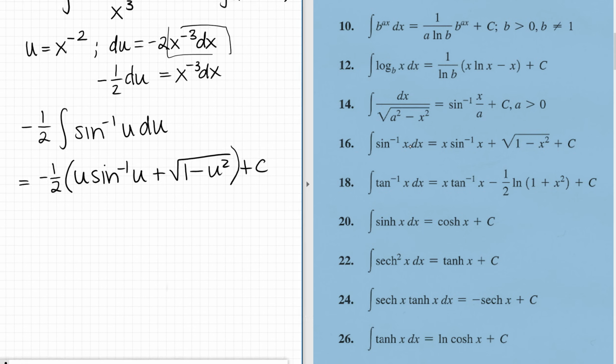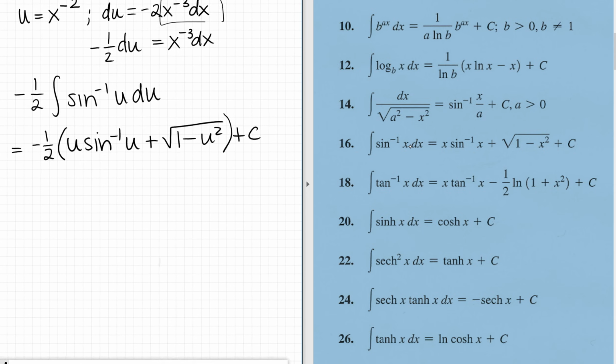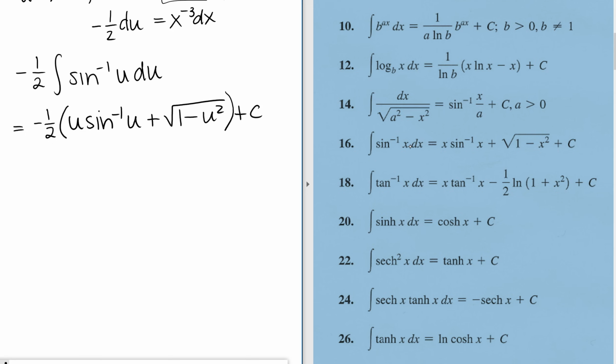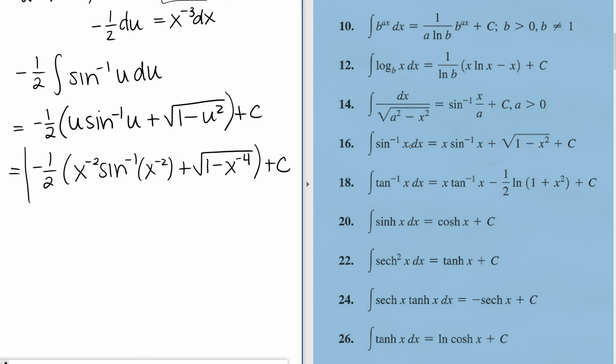sorry, I maybe should have practiced this a little bit before I recorded this with the table, but all right. So I get a negative 1/2, and then what is u? u is x to the negative 2. Sine inverse of x to the negative 2 plus the square root of 1 minus x to the negative 4, right? Because 2 times negative 2. We multiply exponents when we raise an exponent to an exponent. And that, my friends, is the whole thing. That's it. Isn't that great? These are pretty fun, don't you think?